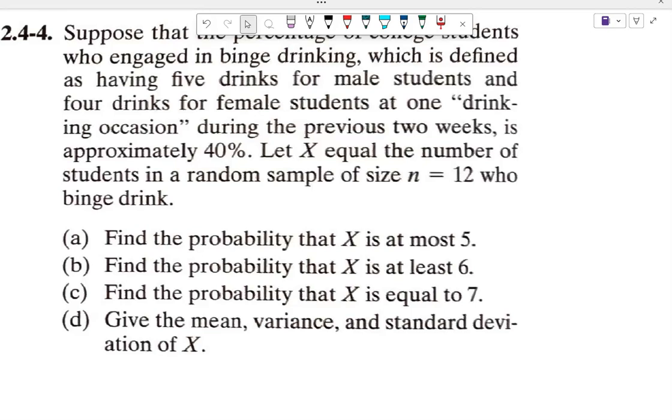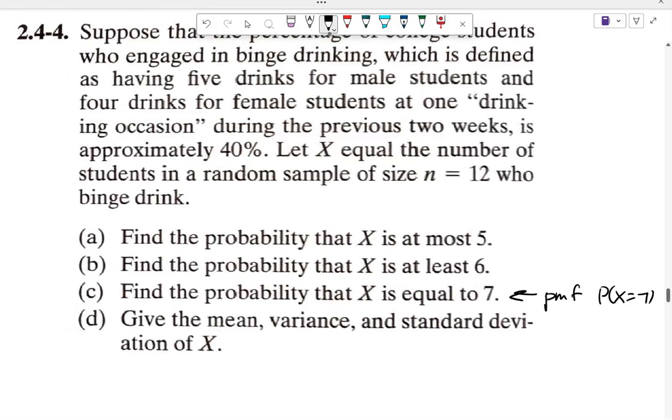The only reason I'm mentioning this is because of stuff that's going to come up later when we switch over to continuous. This is a PMF question, right? The other ones can be written in terms of your CDF. So this is the probability that X equals 7. Part A is directly a CDF question. It says the probability that X is at most 5. So this would be directly a CDF question: the probability that X is less than or equal to 5.